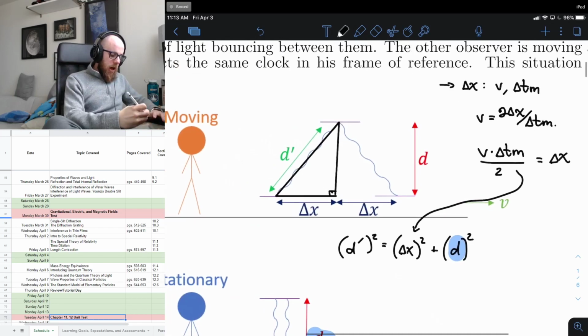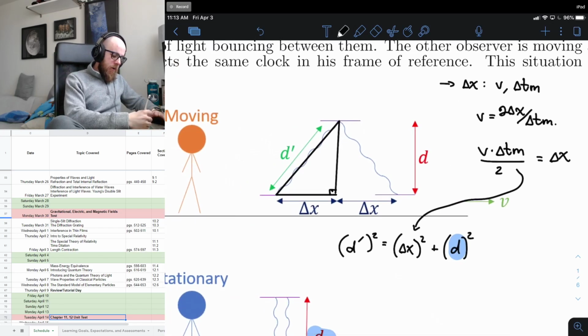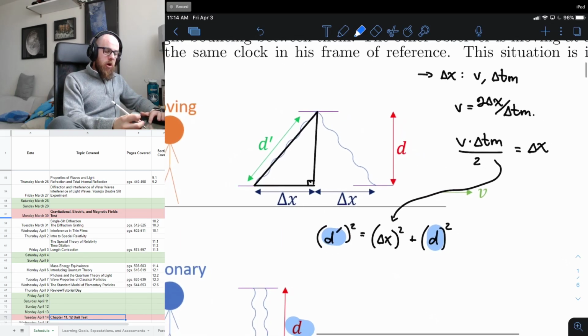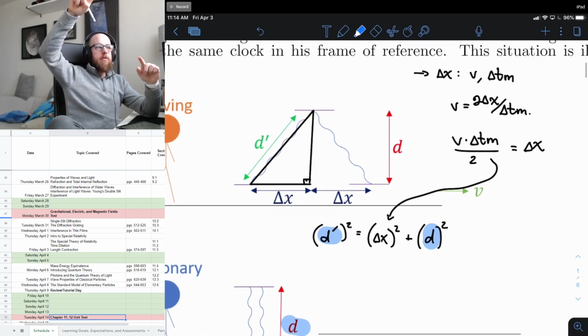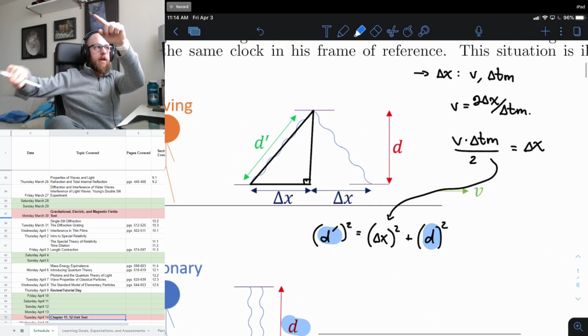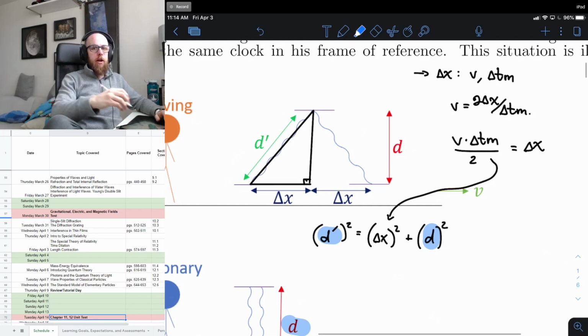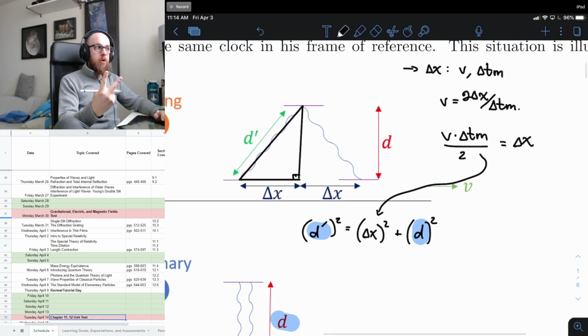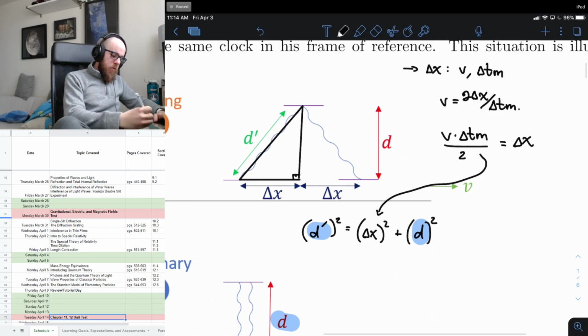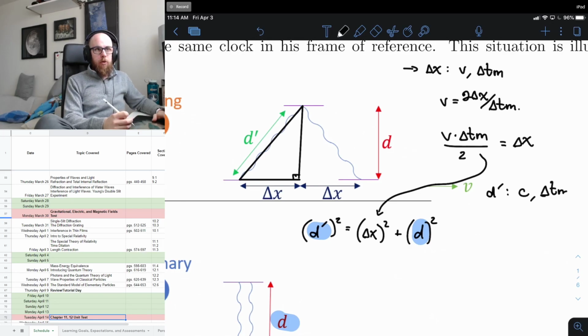Now, similarly, I can express my d prime variable in terms of the speed of light, right? Because essentially the light beam is going to travel along d prime to get from the bottom mirror to the top mirror, and then it's going to travel d prime again to get from the top mirror to the bottom mirror. So this light beam is traveling a total distance of 2d prime, which means again we can rewrite d prime in terms of the speed of light as well as the time that's being measured in the moving frame.